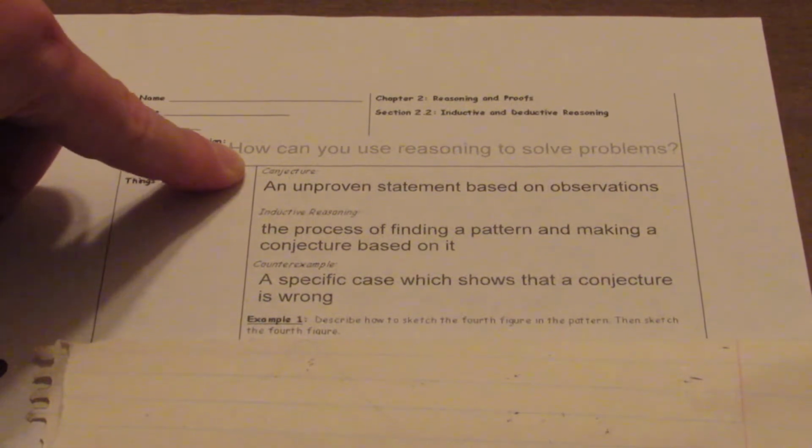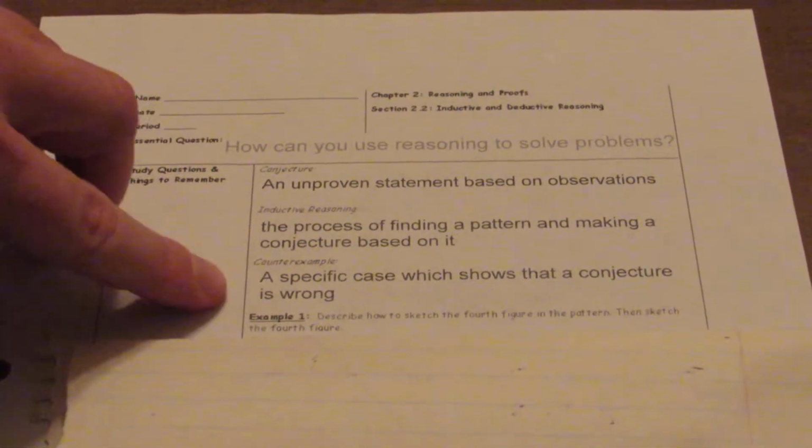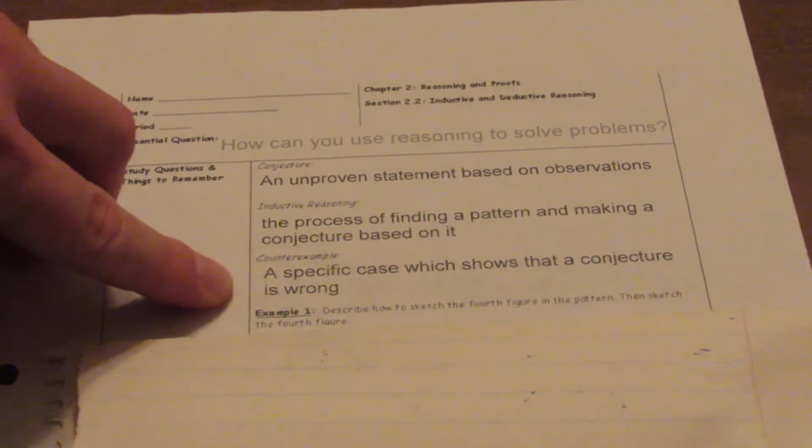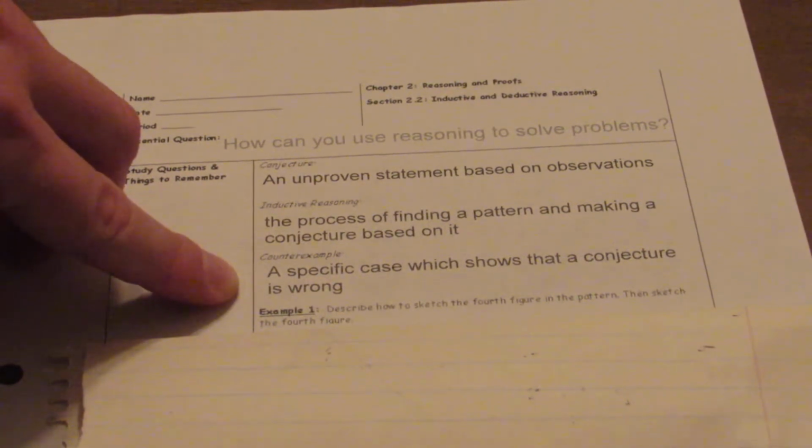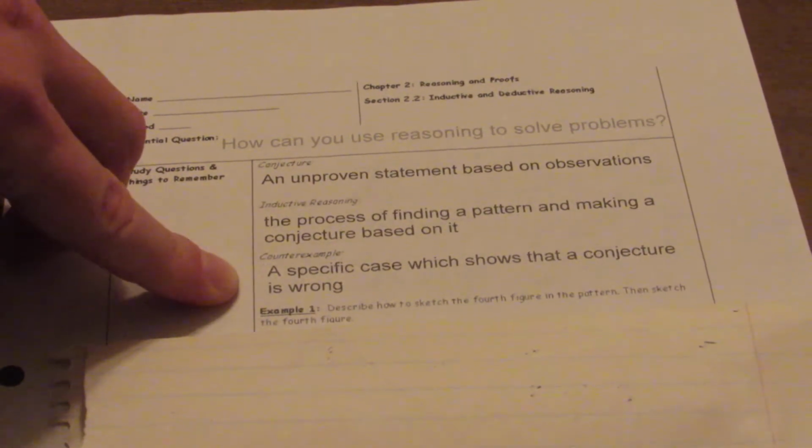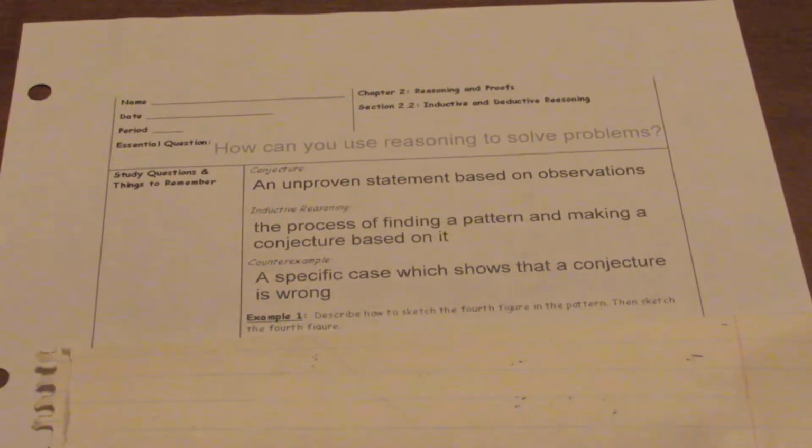Not all solid things float. So a counterexample of that would be a brick. Because you throw a brick in the water, it's going to sink. That's a specific case where it doesn't work. So that is what I want for a counterexample. The specific case where the conjecture is not working. So we're going to look at some examples, starting with our patterns.